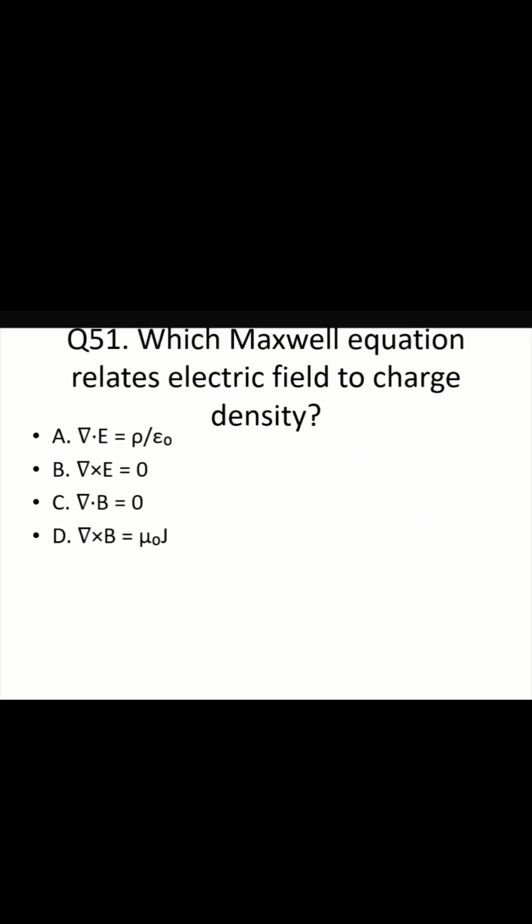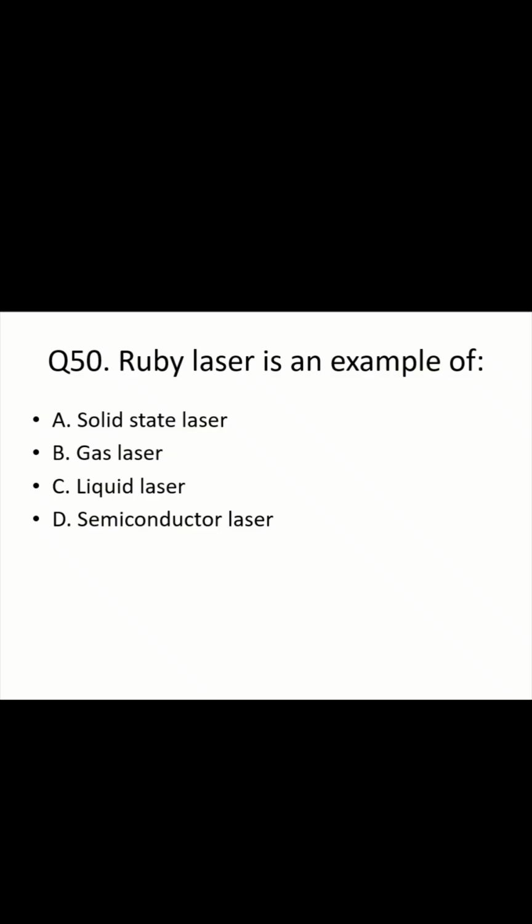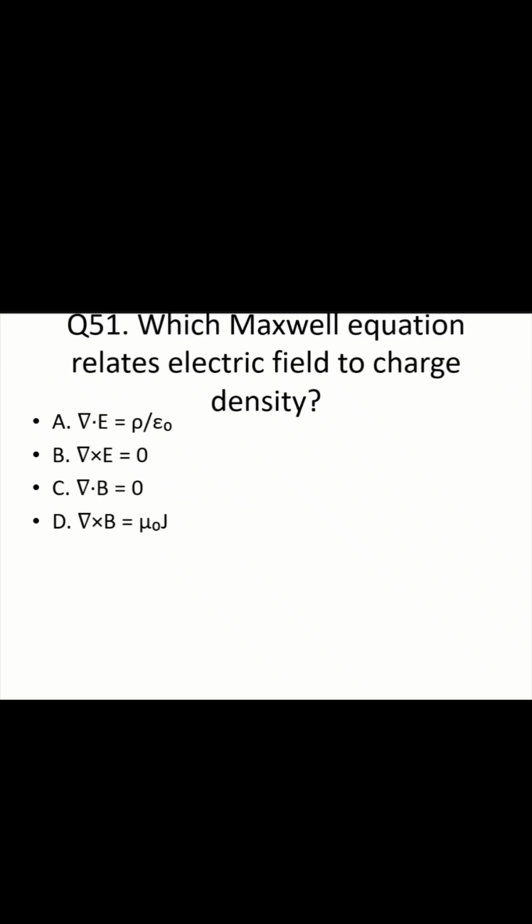Coming to question number 50, that says ruby laser is an example of solid state laser, gas laser, liquid laser, or semiconductor laser. So the correct option is option number A, solid state laser. Which Maxwell equation relates electric field to charge field? So the correct equation is option number A, that is divergence of vector E is equal to rho by epsilon naught.